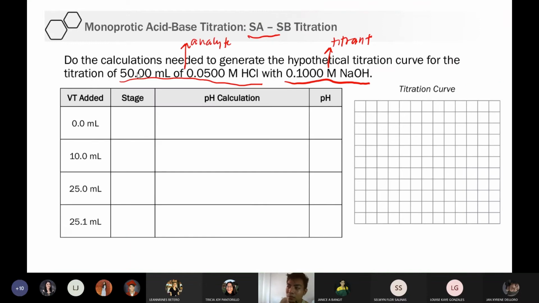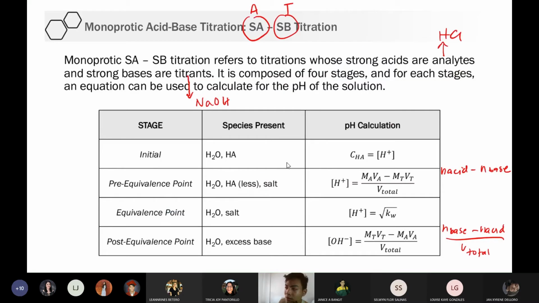Basahin muna problem. Alamin, sino yung analyte? Sino yung titrant? O, analyte ko, strong acid. Titrant ko, strong base. So, SASB yun. So, ano yung equation gagamitin ko? Ito. Okay? So, again, for every problem, iba-iba yung approach, no? Kaya be careful saan equation na gagamitin.